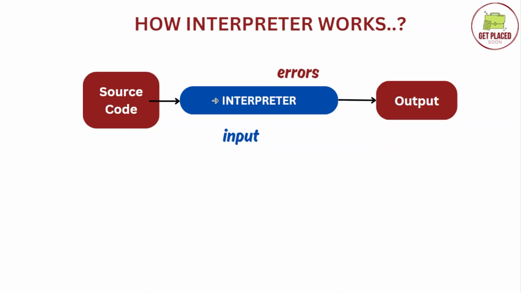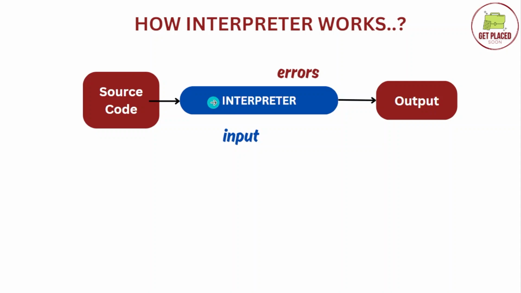Next, moving ahead, it takes the second line, translates into machine level code, then executes. Third line, translate into machine level code and execute. So the interpreter does all this process line by line. First step translation, second step execution, third step going to next line. So this is how it works.